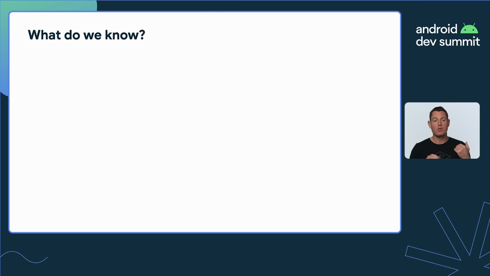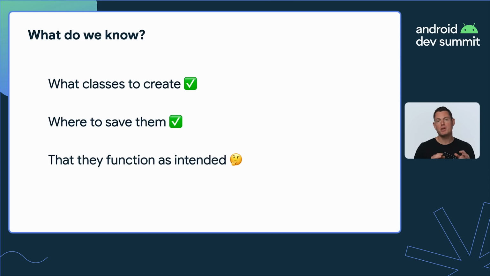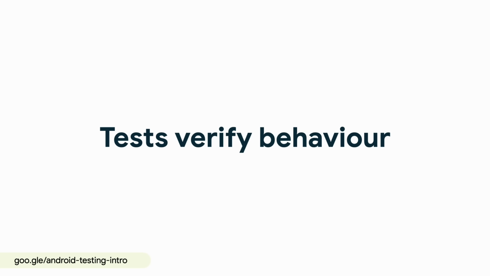So at this point we know what classes to create and which modules to save them in. What we don't know for sure is whether our code functions as intended. Tests can do this by verifying the behavior of individual classes and our app as a whole. They allow us to add new features or refactor our codebase with the confidence that if we break something, we'll know about it before our product is shipped to users.